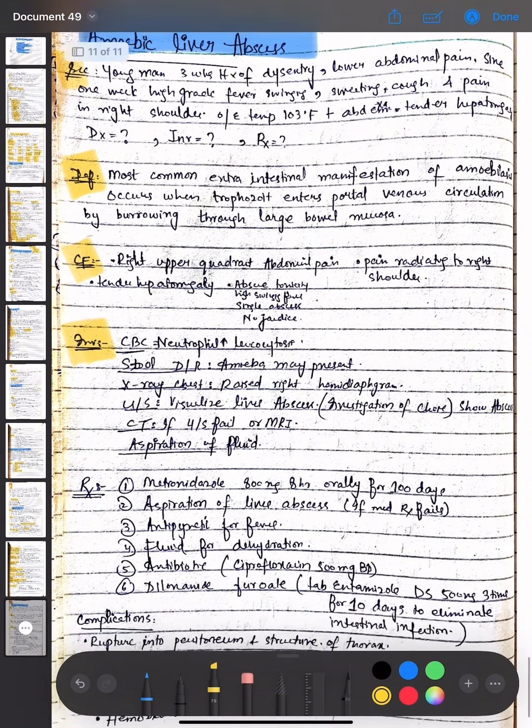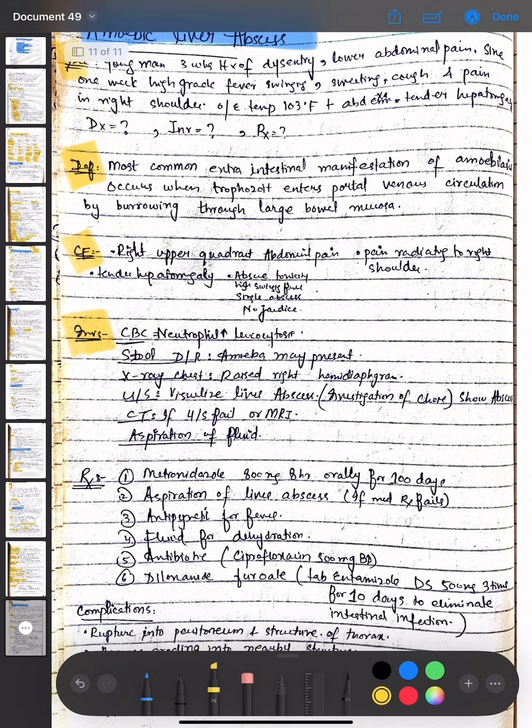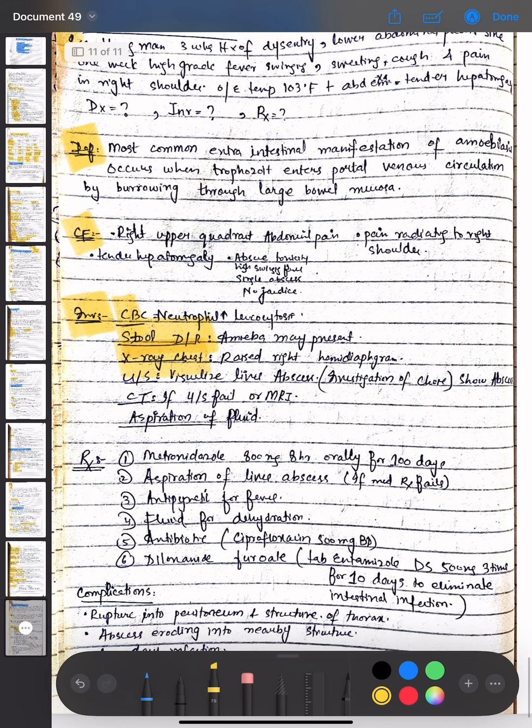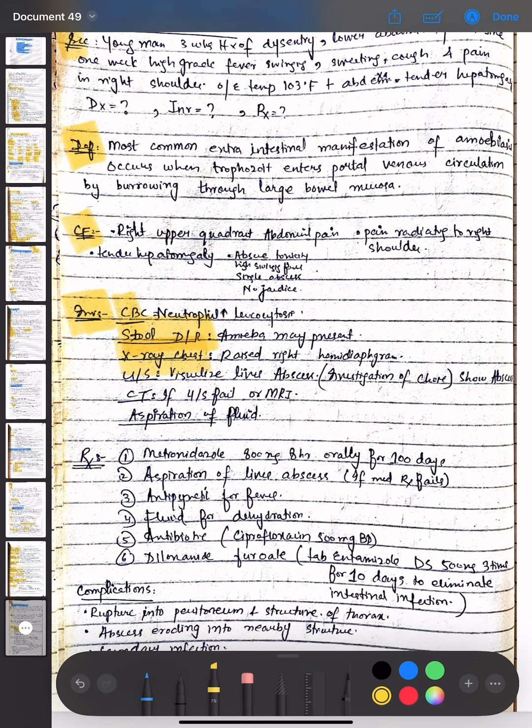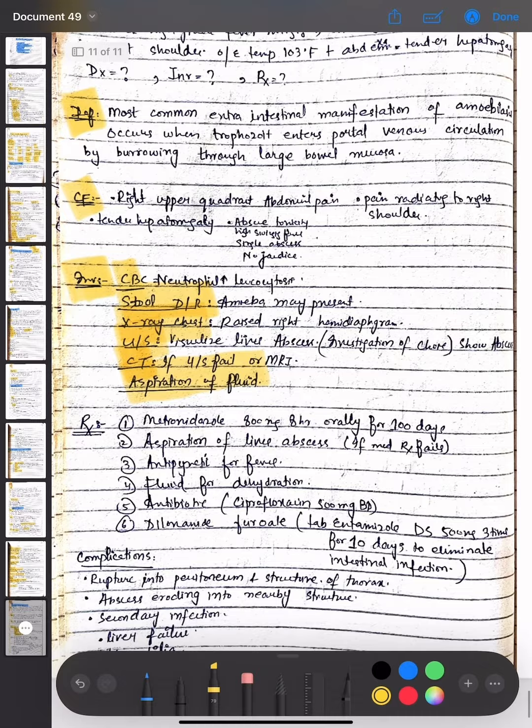Investigation options are CBC, that is increased neutrophils and leukocytosis, stool examination, where amoeba may be present, X-ray chest, that is raised right hemidiaphragm, ultrasound visualizes the liver abscess, it is the investigation of choice, CT scan if ultrasound fails, or MRI. And aspiration of the fluid is done.